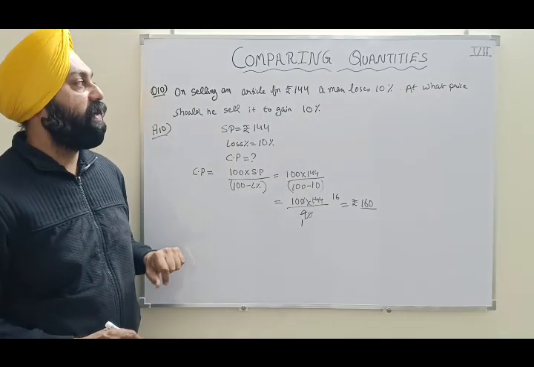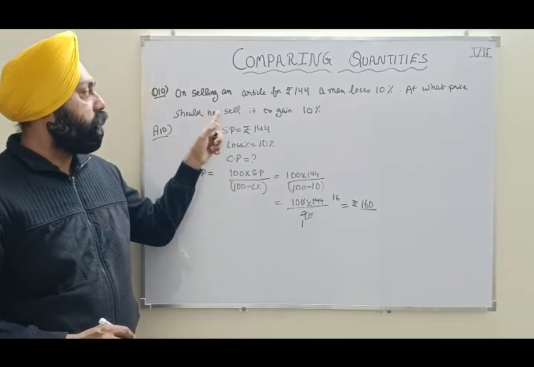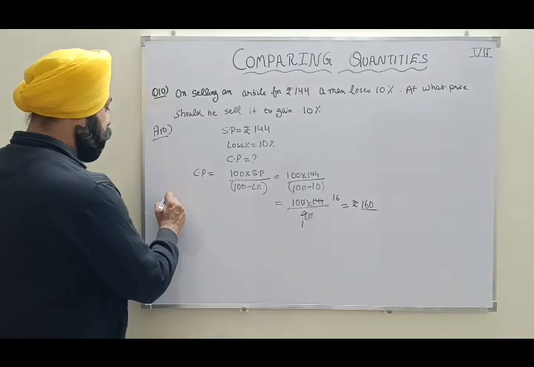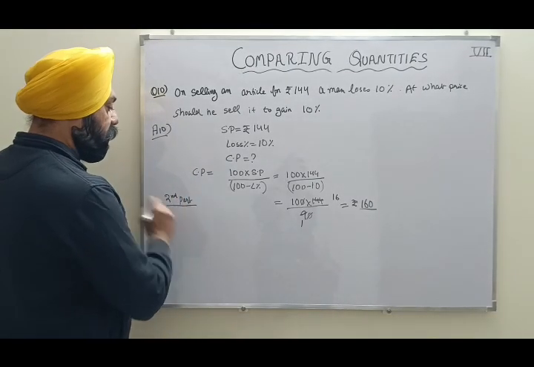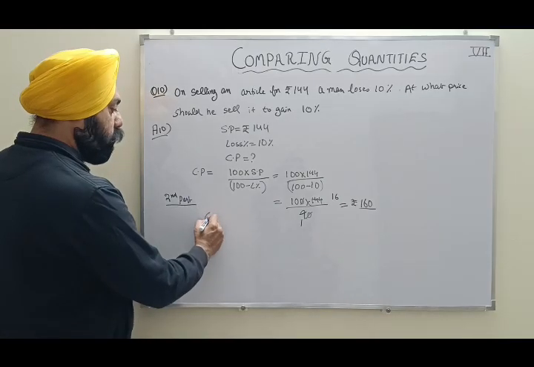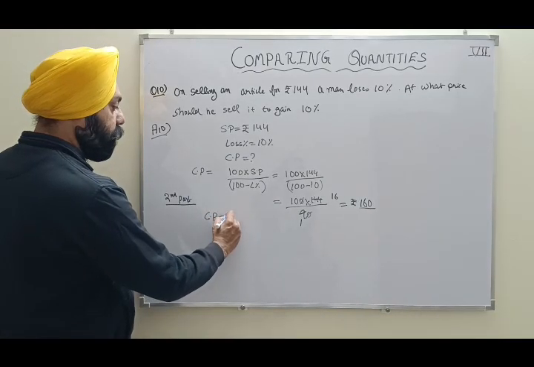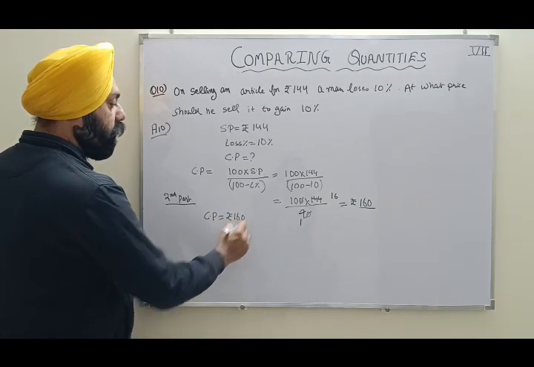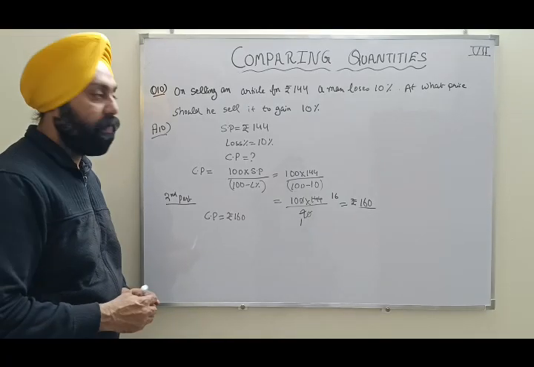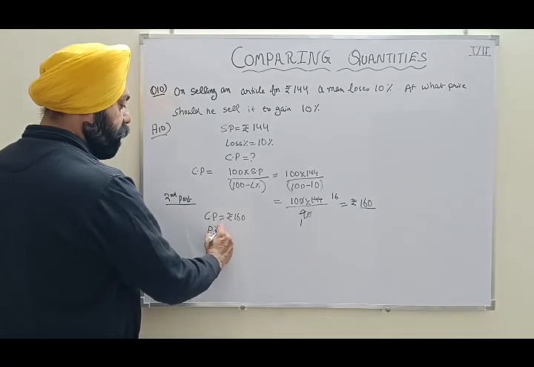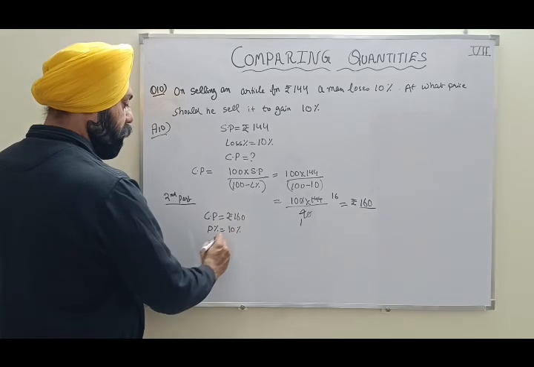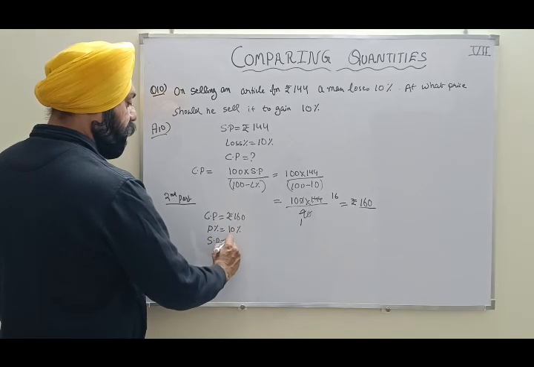Now comes the second part. At what price should he sell? So it is the second part. In the second part, we will use this cost price because the cost price of the article will remain fixed. Gain percent, profit percent is 10%. Selling price we have to find.